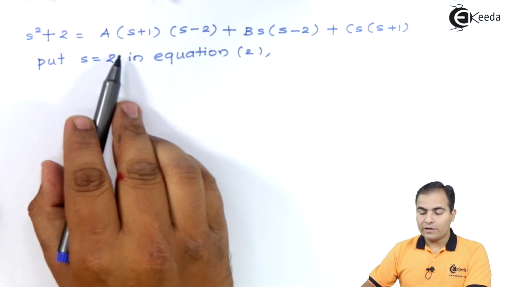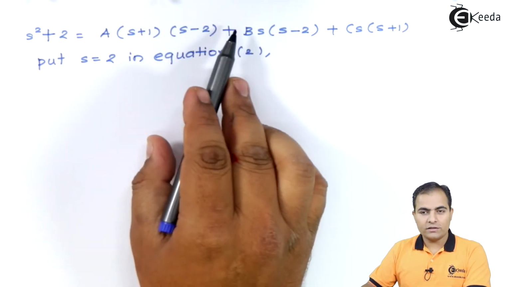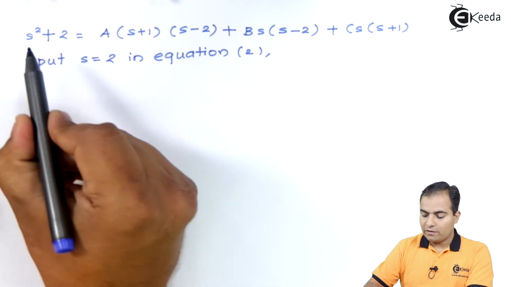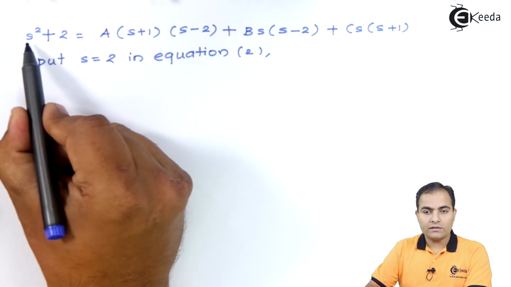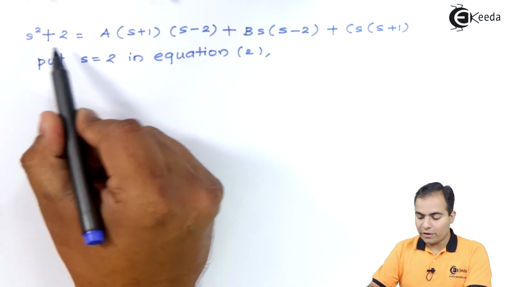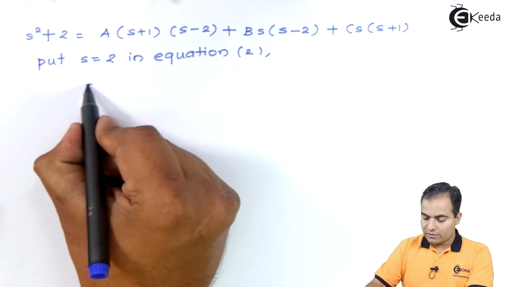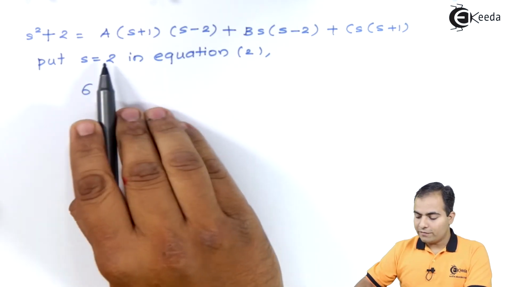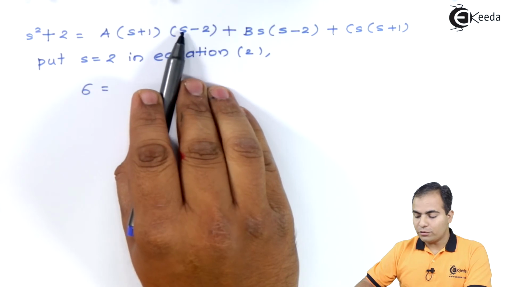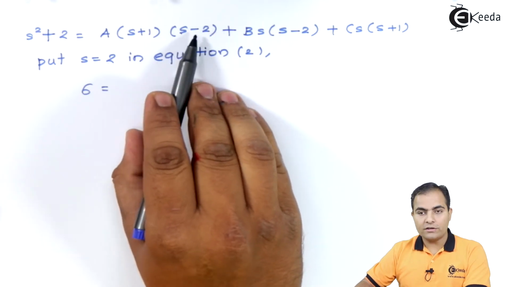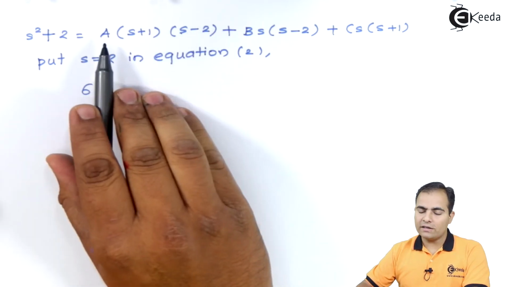Substitute s equals 2 in the above equation, that is, our equation number 2. Now look here, on the left hand side this is s squared, so 2 squared becomes 4, and 4 plus 2 is 6, so 6 is on the left hand side. Now if I substitute s equals 2, this bracket will give us a 0 result, and 0 into anything is 0.